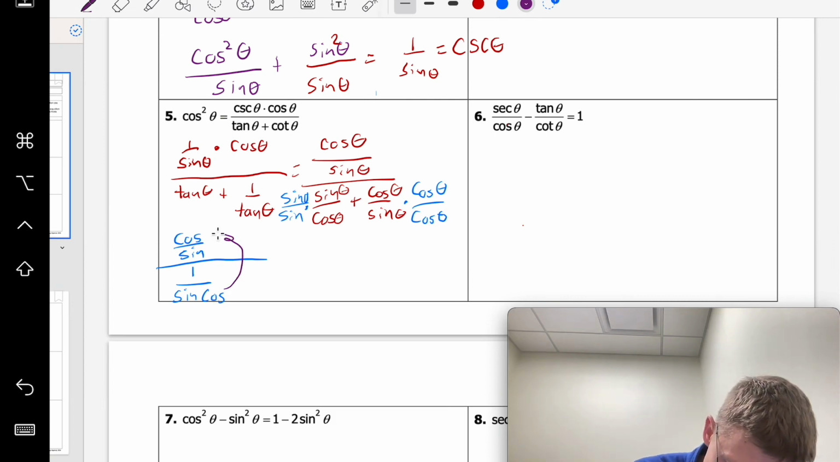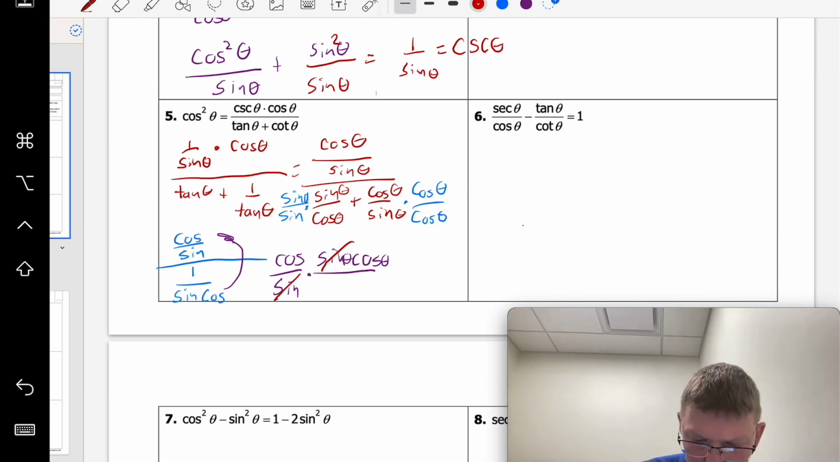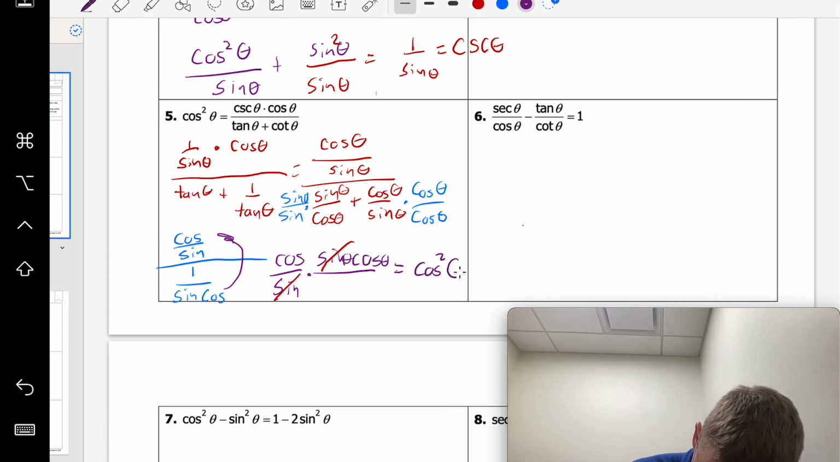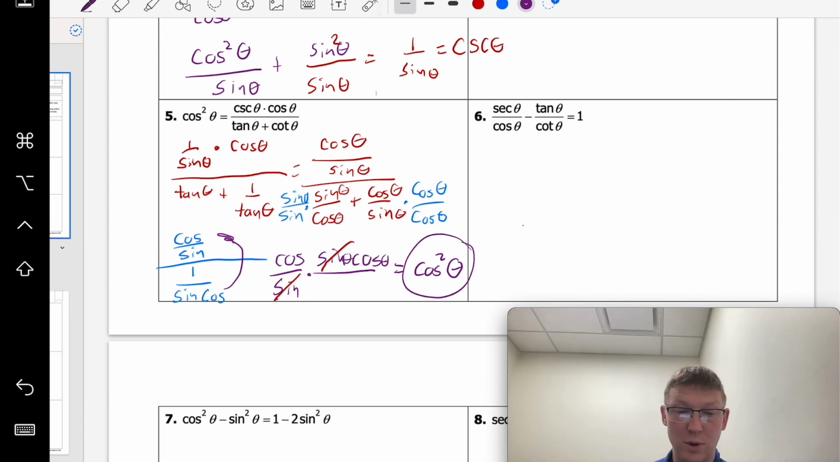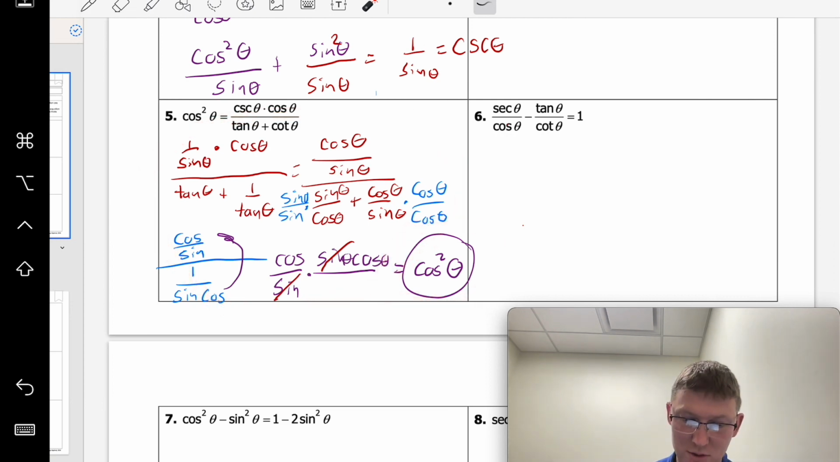So now when we move this up here, we're going to have cosine over sine times sine cosine, and all of thetas. I'm bad at writing thetas. So here our sine and our sine cancel out. And then, looky, cosine times cosine is equal to cosine squared of theta. So there we go. We got it. And again, this is your answer. This is not your answer. I already have that here. So, welcome to Proofs.